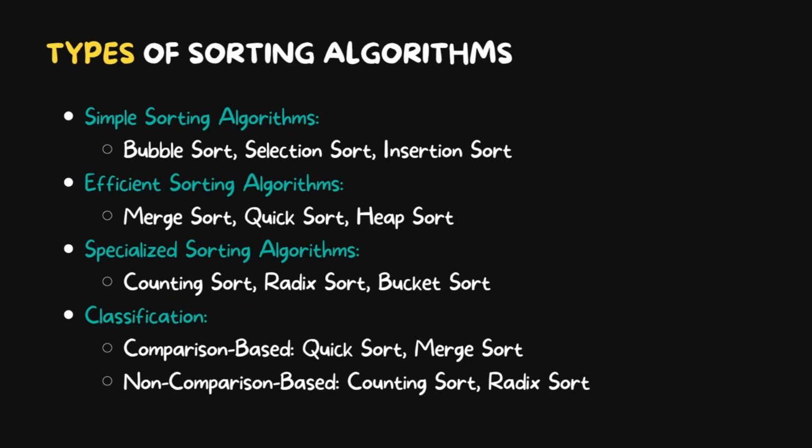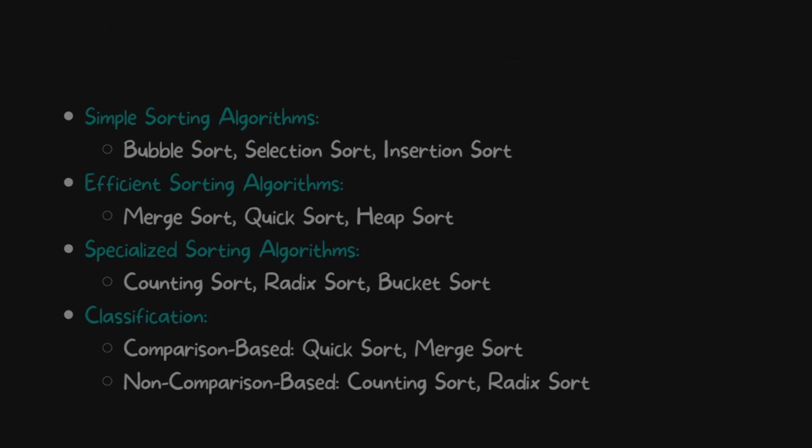In the second one, efficient sorting algorithms, we have merge sort, quick sort, and heap sort. It handles larger datasets better, but may use more memory or complex logic. In the third one, which is specialized sorting algorithms, we have counting sort, radix sort, and bucket sort. It doesn't compare elements directly and can be super fast for certain data types. Each category has its pros and cons, so understanding them helps you choose the right tool for your problem.